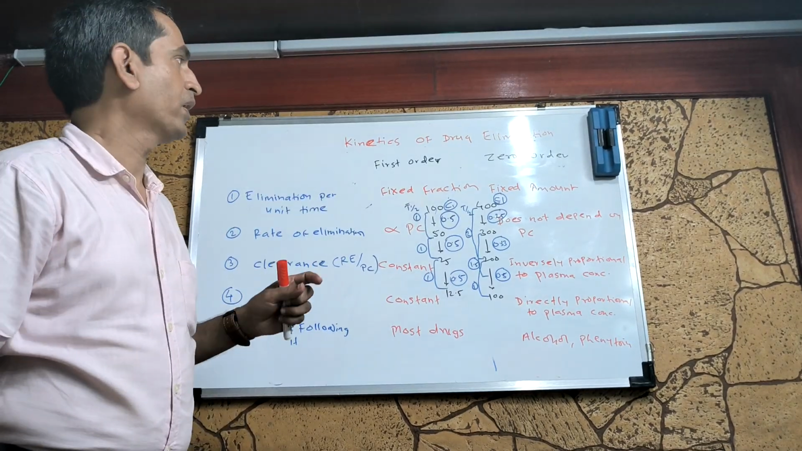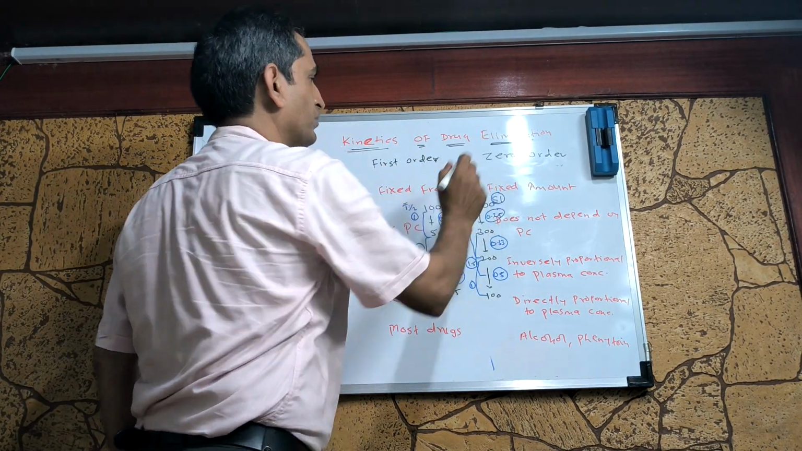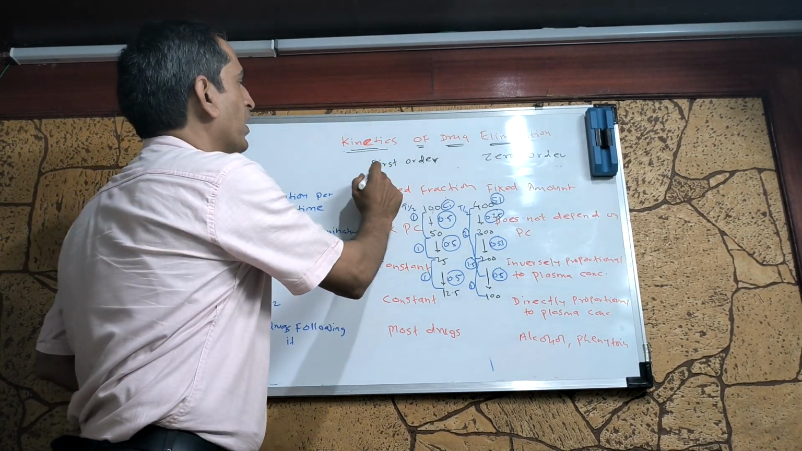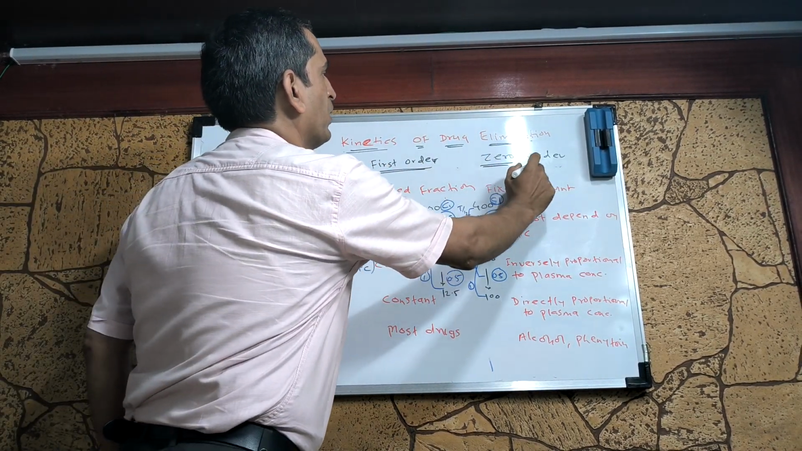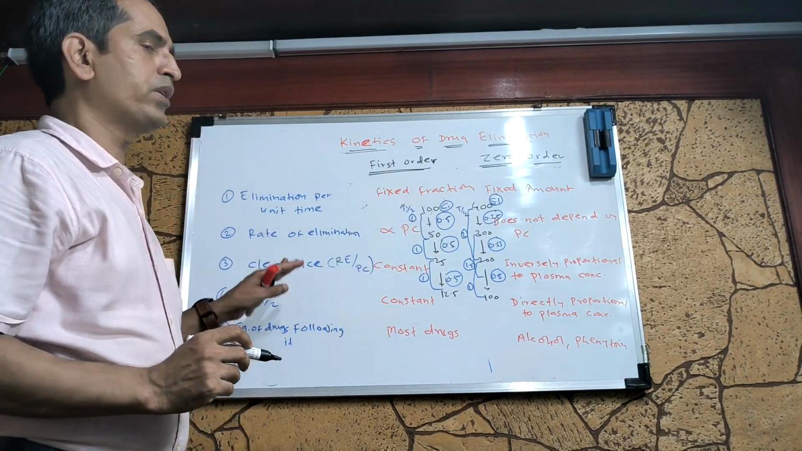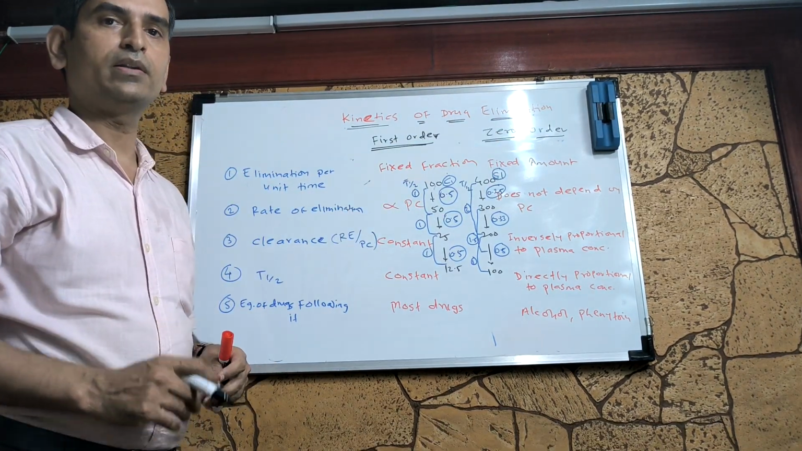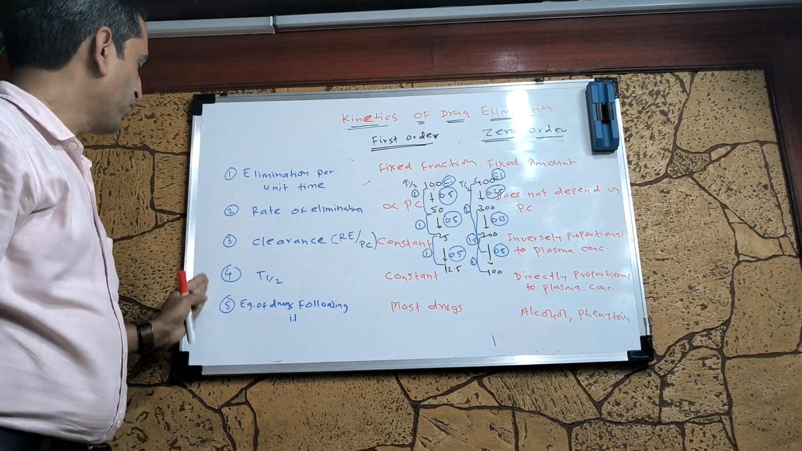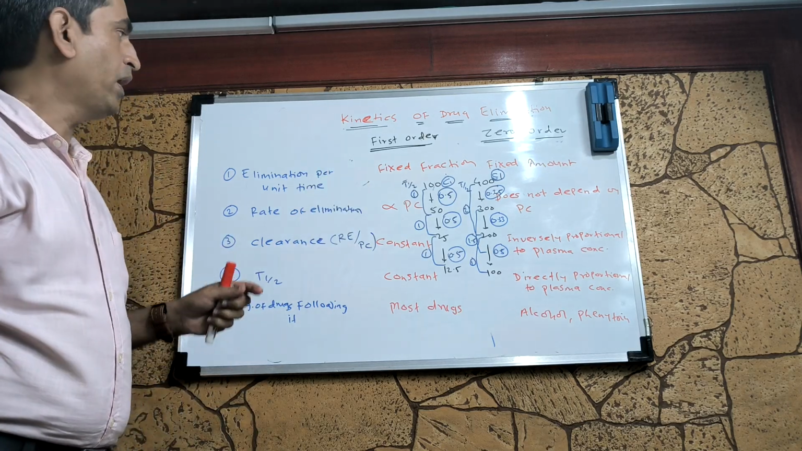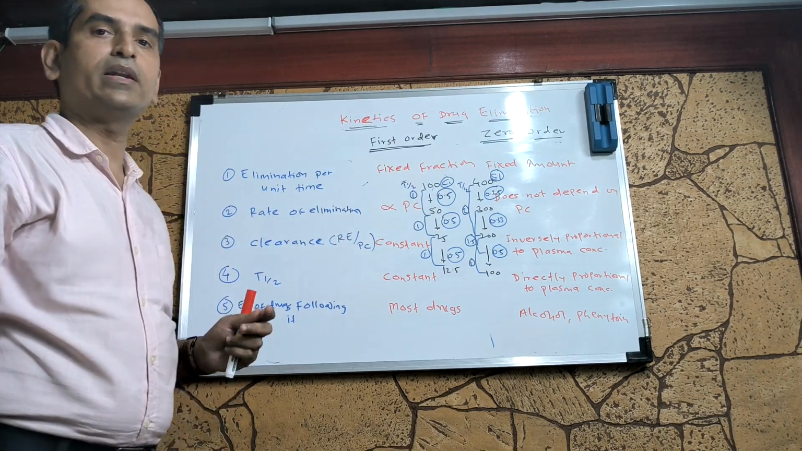In this session, I'll be discussing the kinetics of drug elimination. Whenever any drug is eliminated from the body, the drug will either follow first order kinetics or zero order kinetics. The whole focus of this discussion is the difference between first order kinetics and zero order kinetics. For this, I have noted 5 points to differentiate them, and I'll go point by point to understand what is the difference between these two orders of kinetics.